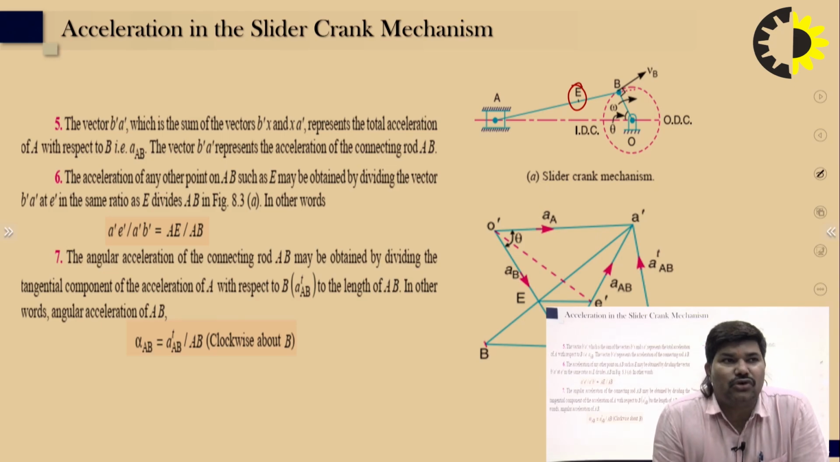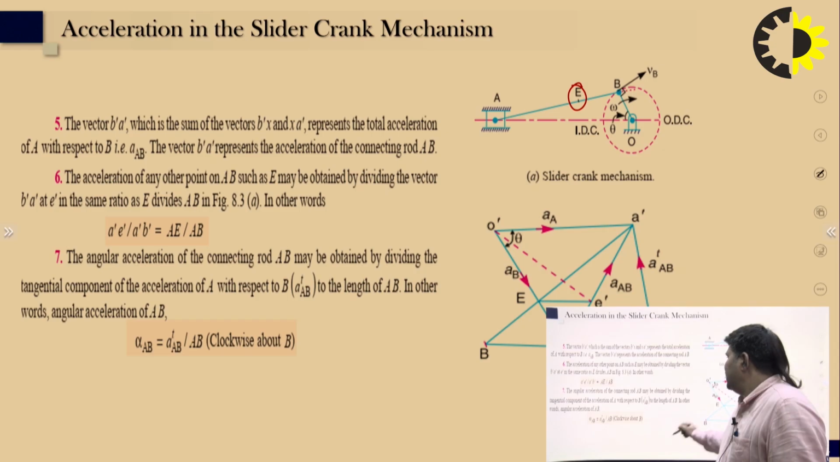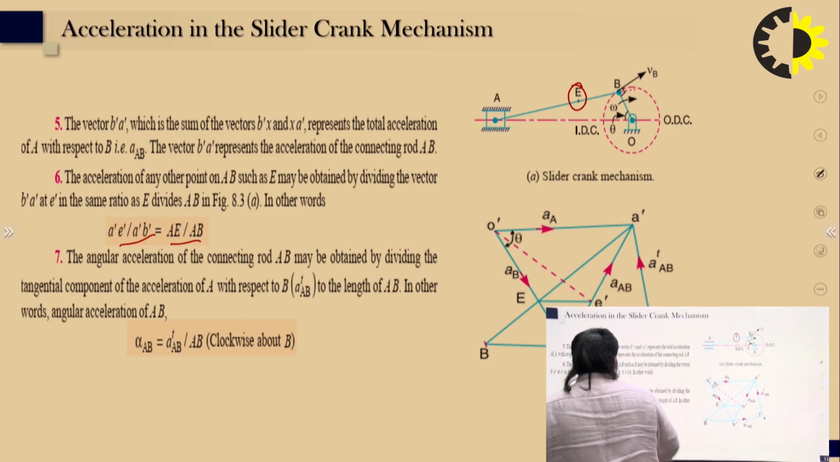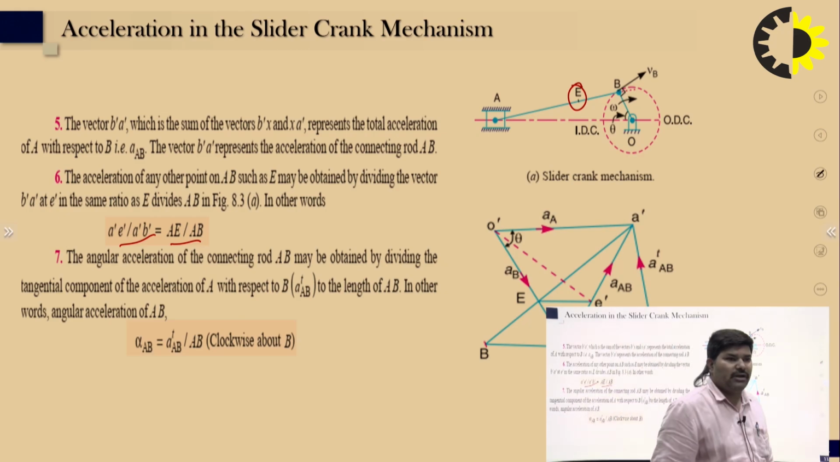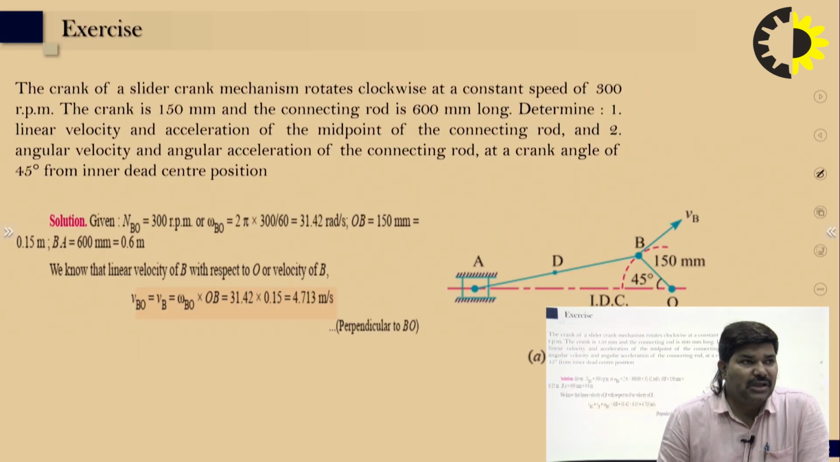The vector B dash A dash is divided at the point E in the same ratio, and E divides it in the figure. You can see in this figure. So A dash E dash upon A dash B dash will be A E upon A B, and we can find it out according to that. So for any point, you can calculate and find it out in the same ratio.